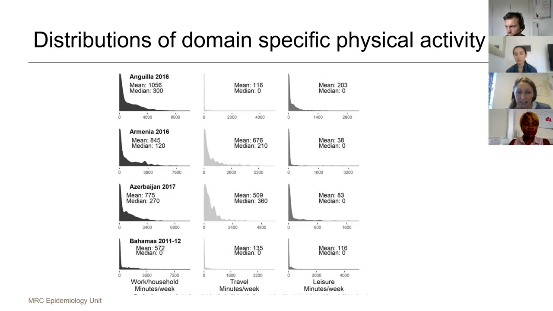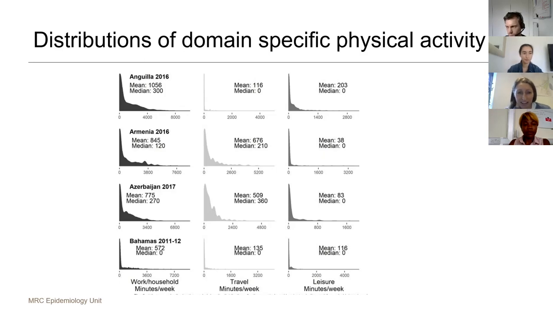The jagged nature of some of the distributions is particularly apparent in travel. That's to do with digit preference. So it's people who report round numbers for their activity. It's particularly apparent in the travel domain when people do something for half an hour on a regular basis. That explains why the shapes are like they are, but there's still quite considerable variation between countries.